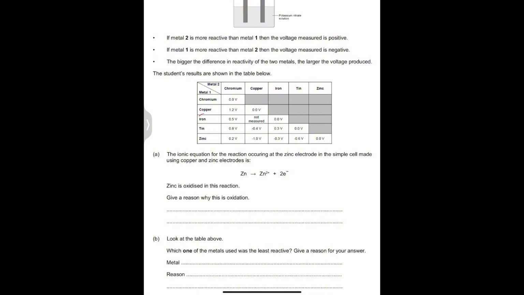So let's do the first question. The ionic equation for the reaction occurring at the zinc electrode in a simple cell made using copper and zinc electrodes is over here. So this is the equation. Now it's asking you in the question, zinc is oxidized in the reaction. Give a reason why this has been oxidized. It's because it's lost electrons. So that's all you have to write down. Lost electrons.